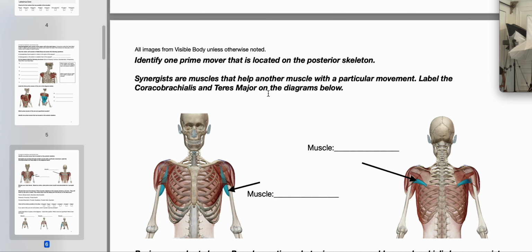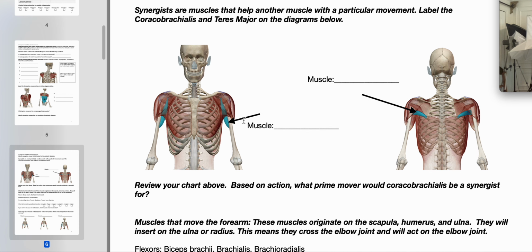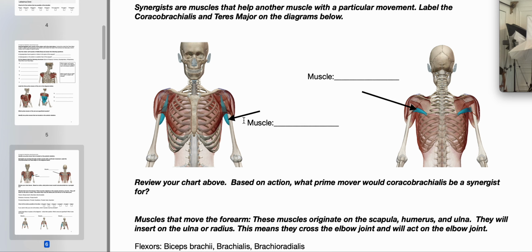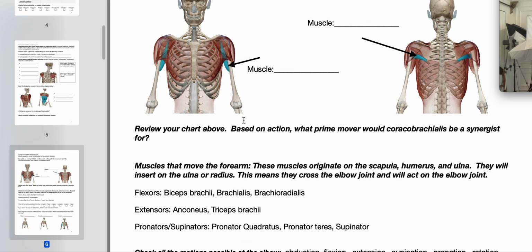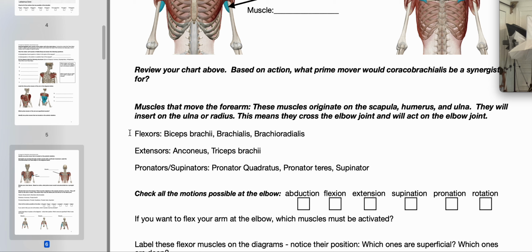And then we'll move to the back, and then we'll think about some synergists, muscles that help those muscles carry out a movement. Because eventually we're going to talk about antagonists and agonists. So we've got to know what synergists are for us to be able to understand antagonists and agonists. So you're going to identify a few more muscles here, and then I've given you some really helpful information because I've already identified the flexors and extensors and pronators and supinators of the arm. So that information has already been given to you. Now you just need to figure out where are they located and how would you identify them.